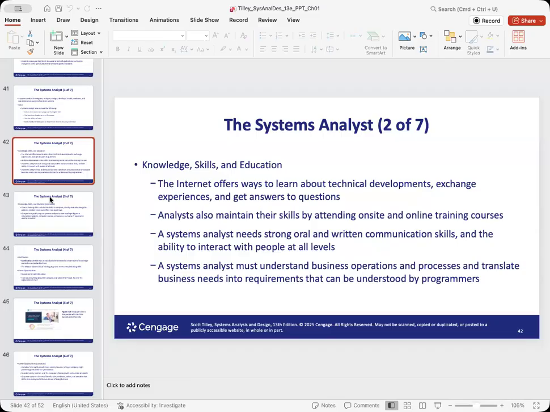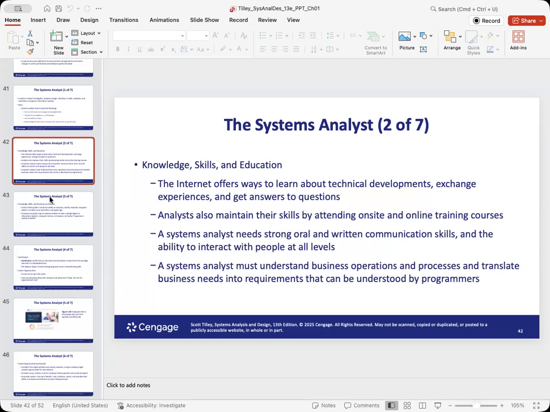Okay, so as an analyst, you have to maintain your skills by attending on-site and online training courses. You also have to be good with oral and written communication. You have to have the ability to interact with people at all levels. You can't say, oh, this one there, I can't communicate with them. No, you have to interact with everybody. This one insulted me, so I won't mind? No, as a systems analyst, whether they insult you or not, you have to communicate with them.